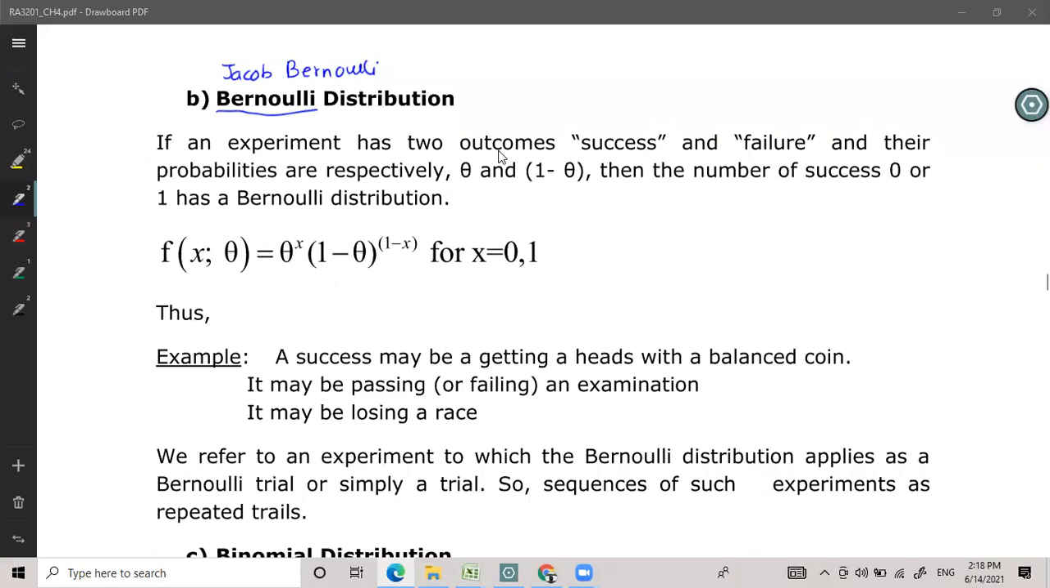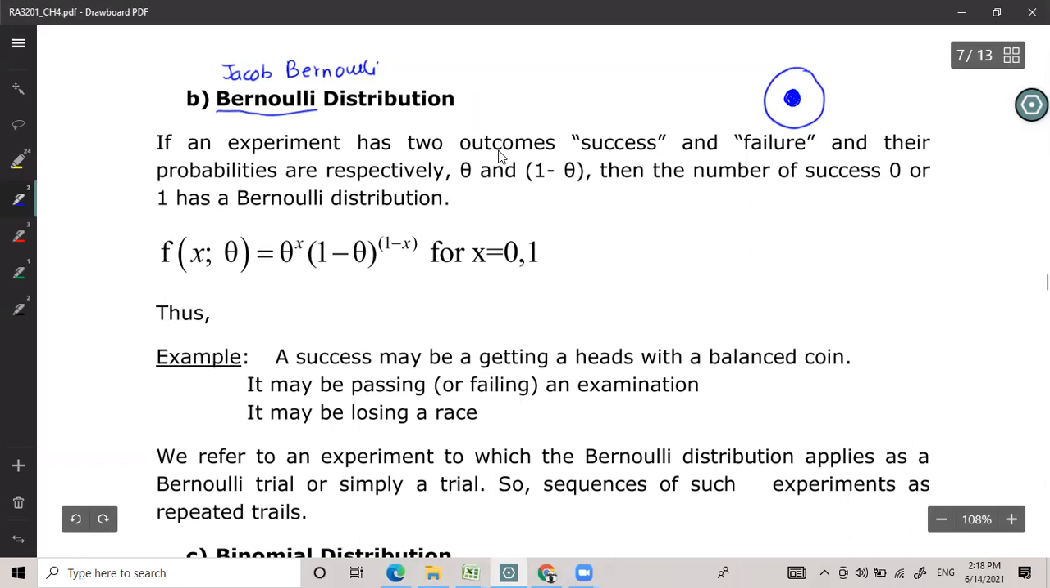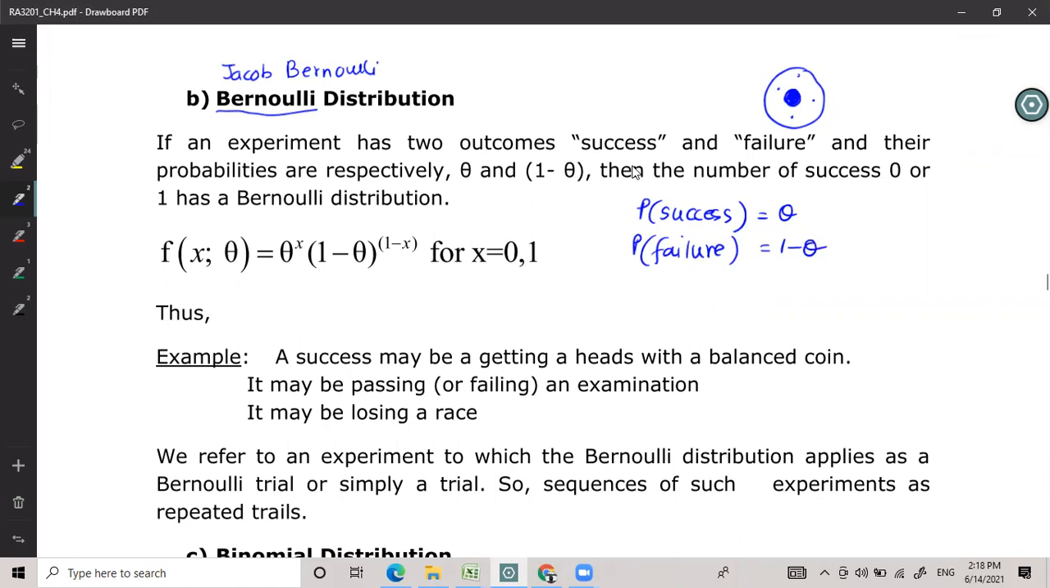Say, for example, if you hit a target, if you can hit the bullseye at the very center, then it is a success. If you hit outside, those are failures. So this is Bernoulli. Usually we define the probability of success as theta, and then the probability of failure, since you have only two possible outcomes, will be 1 minus theta, right? You are doing it only once, so either you end up with one success, or no success at all. So X can be only 0 and 1.